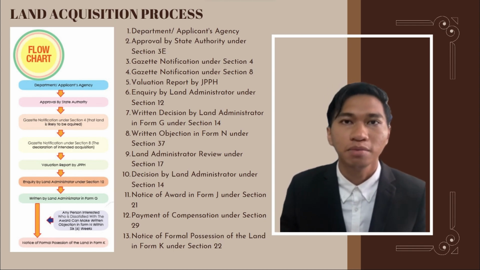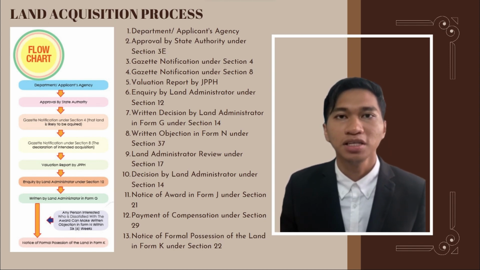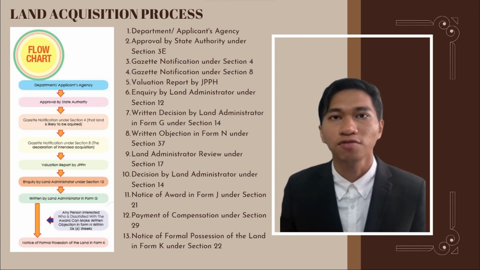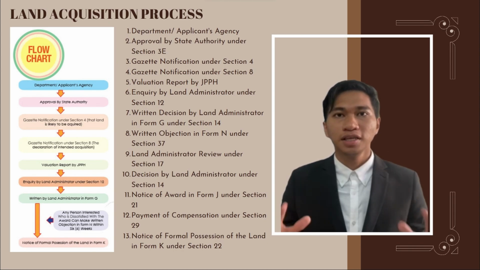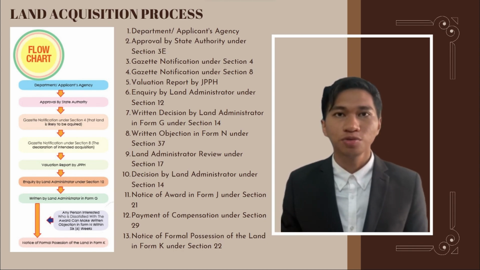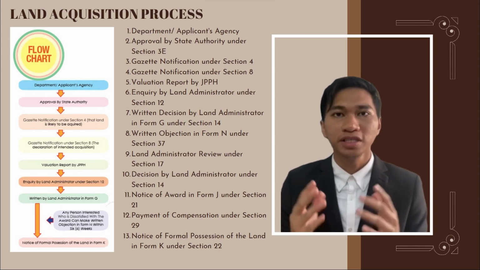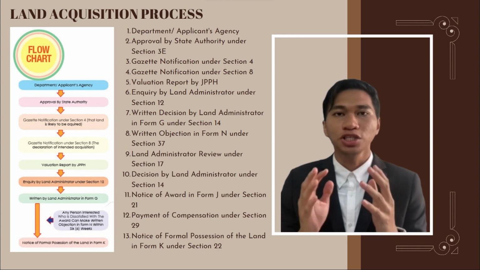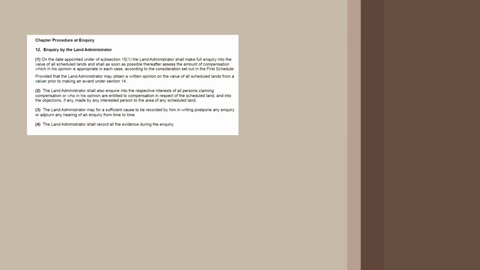Fifth, the land administrator is appointed to conduct an inquiry. Sixth, the land administrator makes a written decision in Form G, which states the compensation amount to be paid. Seventh, the acquiring authority is required to promptly make payment of the compensation amount. Lastly, after the compensation is paid, the acquiring authority issues a notice of formal possession in Form K.